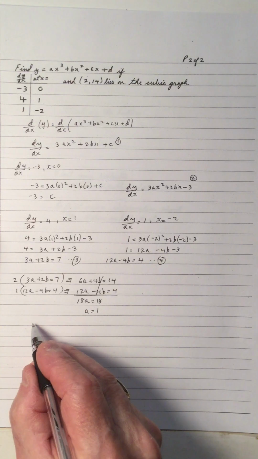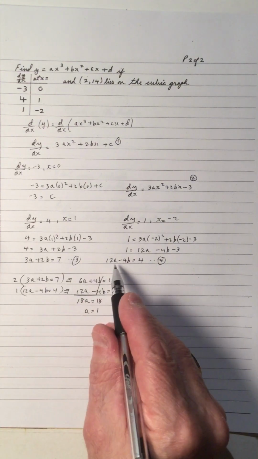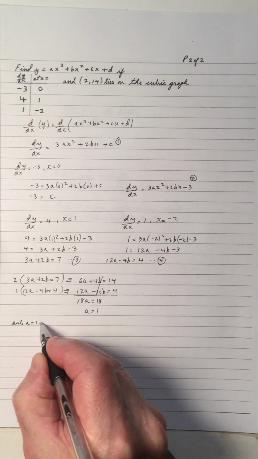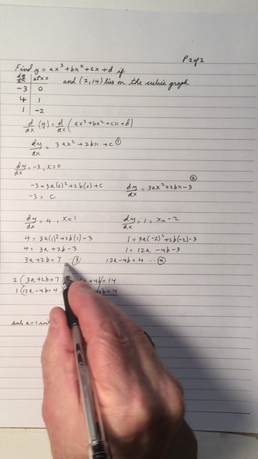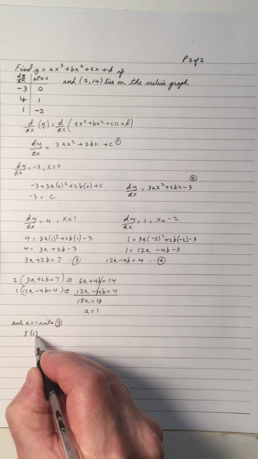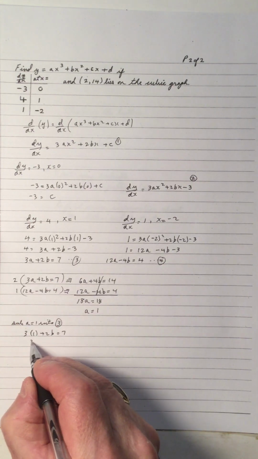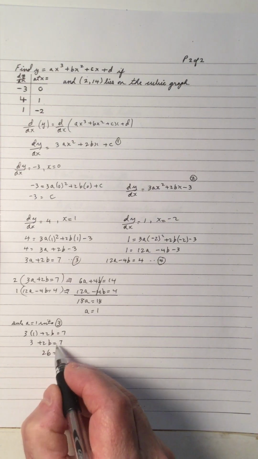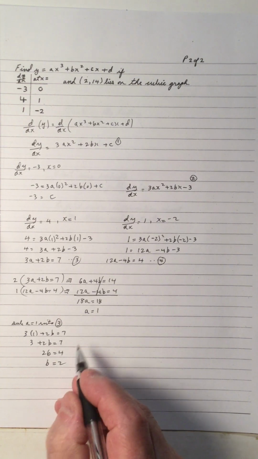Now that we have A is 1, let's sub 1 back into one of these two equations. It makes no difference. So we're going to sub A equals 1 into number 3. So there's number 3. So A is 1, put 1 here. 3 plus 2B equals 7. 2B equals 7 minus 3, which is 4. Divide by 2, and I get B is 2.